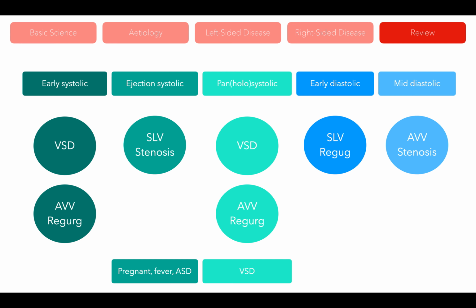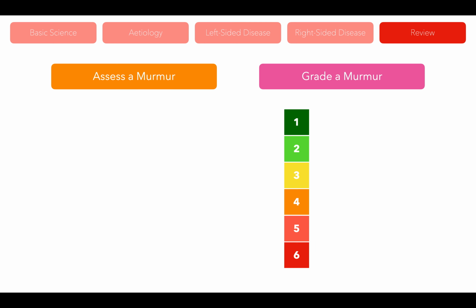Mid-diastolic, you hear atrioventricular stenosis as the blood is getting through that orifice from the atria to the ventricles. So that's quite an important thing, so make sure you memorise that table.